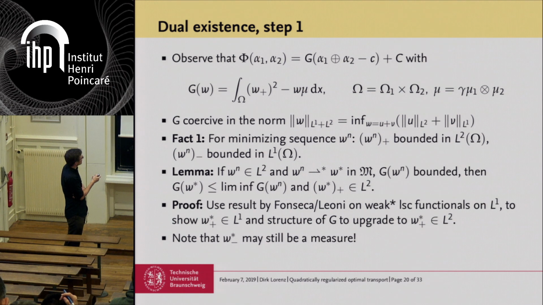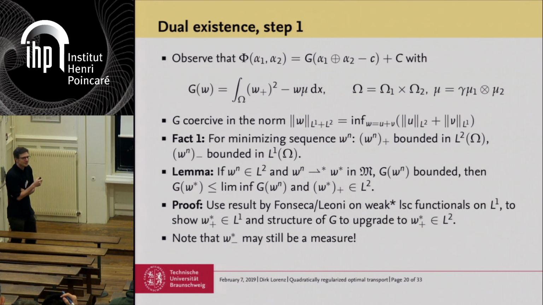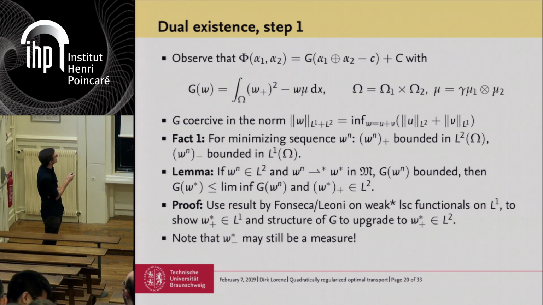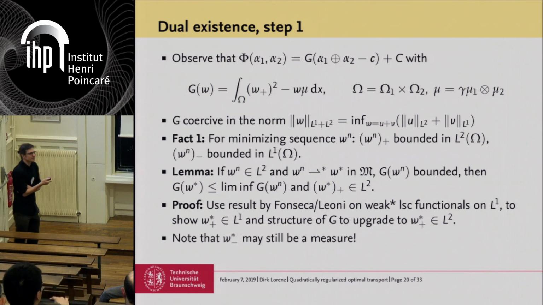And there's a result in this book by Fonseca and Leoni where they really characterize when the minimizers are measures and when they are L1 functions. It depends on the growth of the integrand towards infinity. What you can show is that the positive part is an L1 function, and then you use something more of the structure of G to upgrade it. It's actually an L2 function.